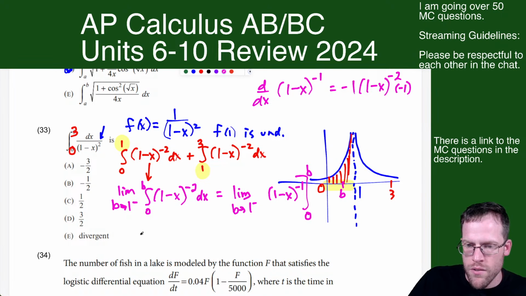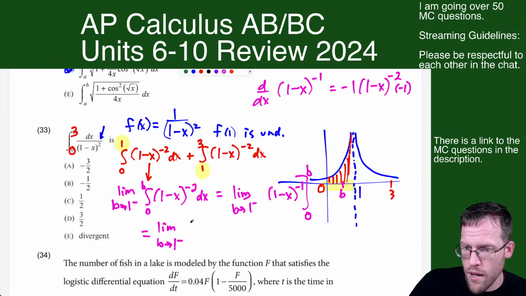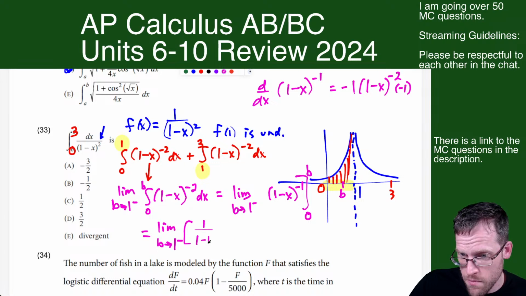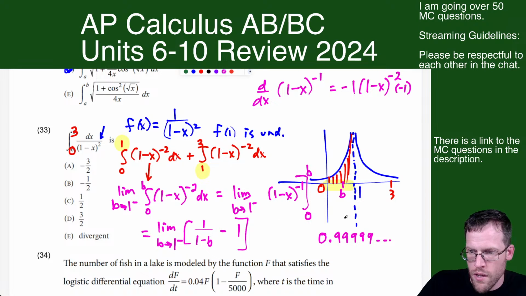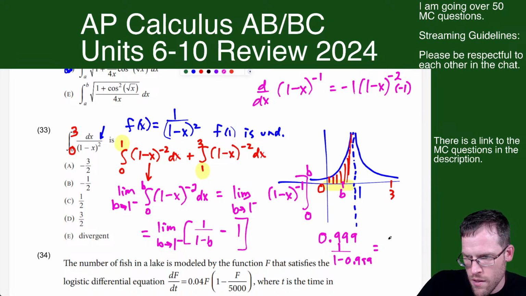Okay, so now I work this out little by little. I have (1 minus b) to the negative 1, which is 1 over 1 minus b, minus, I plug in 0, and I get 1 to the negative 1, which is 1. Now the limit as b approaches 1 from the left side. If I'm approaching 1 from the left, I think of something like 0.999. Let's say I just do 3 nines. If I do 1 over 1 minus this, that's 1 over 0.001. This starts to go towards infinity. As I get closer to 1 on the left, this goes to infinity, so it diverges.